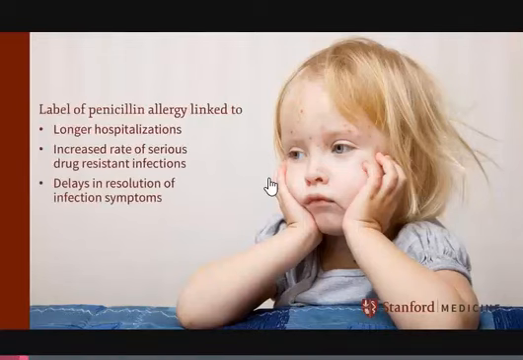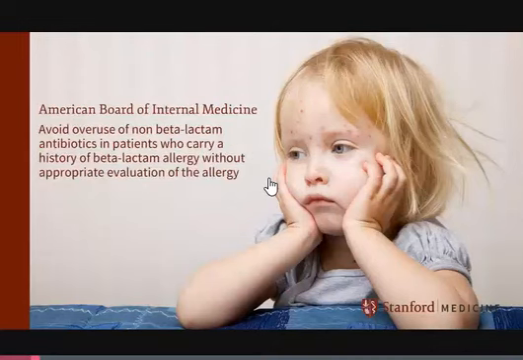Being labeled with a penicillin allergy has been shown to be associated with longer hospitalizations and increased rates of serious drug-resistant infections, as well as delays in resolution of infection symptoms. The American Board of Internal Medicine has recommended against overuse of non-beta-lactam antibiotics in patients who carry a history of beta-lactam allergy without appropriate evaluation of that allergy.